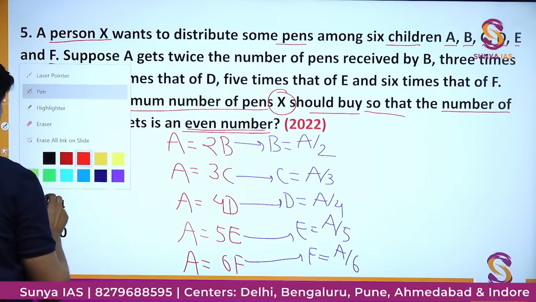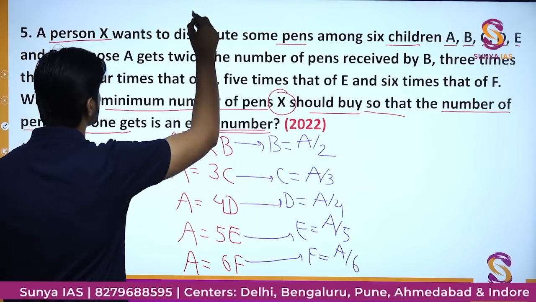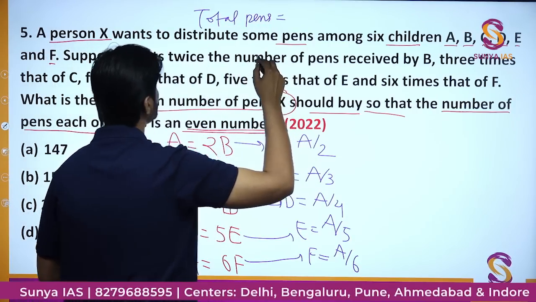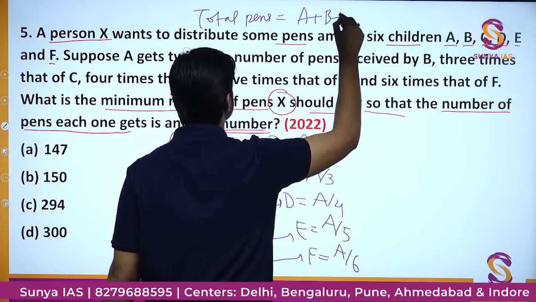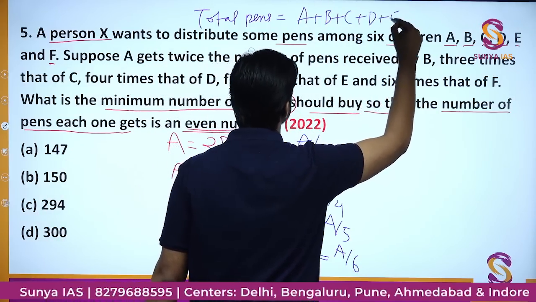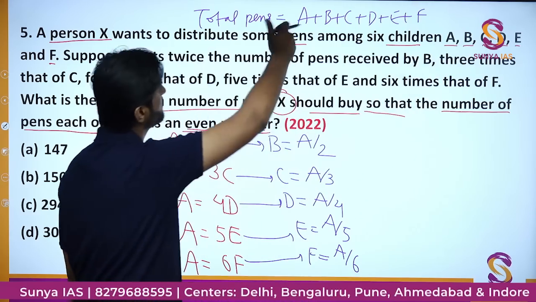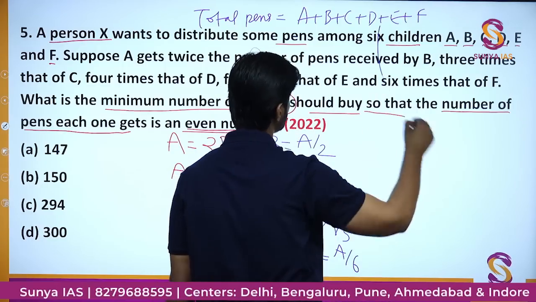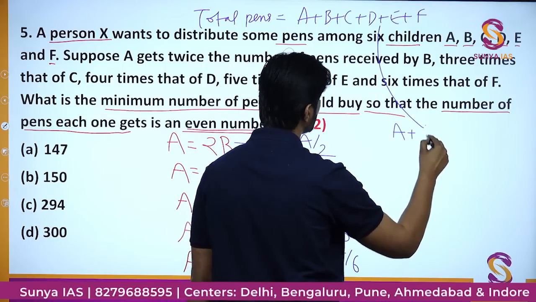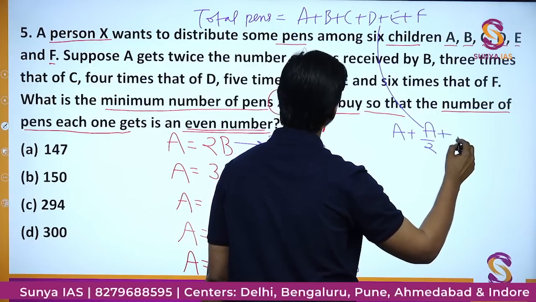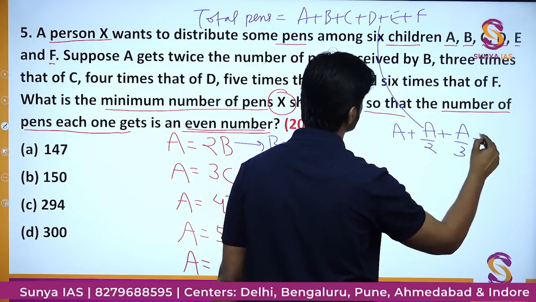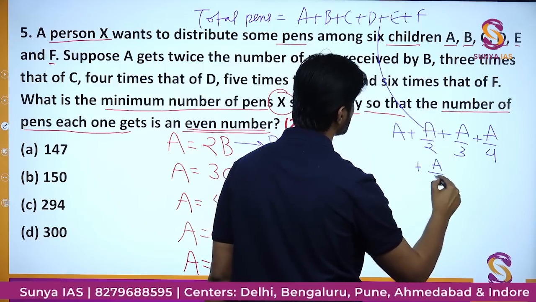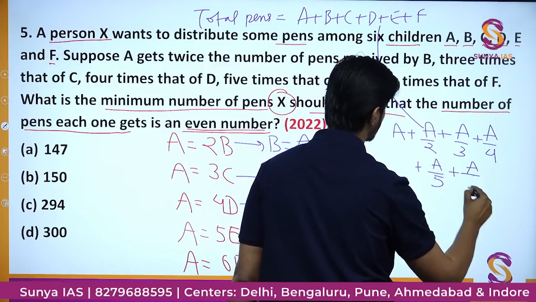So first of all, we have to understand what is the total number of pens he has to buy. Total pens he would have to buy would be how much? A plus B plus C plus D. Okay, for each of the 6 children you will have to buy some pens. I'm just adding the numbers up. Now here, using this particular relation, the total pens: A would be the same. B you can write as A by 2. C you can write as A by 3. D you can write as A by 4. Further, E you can write as A by 5. And finally, F is A by 6.